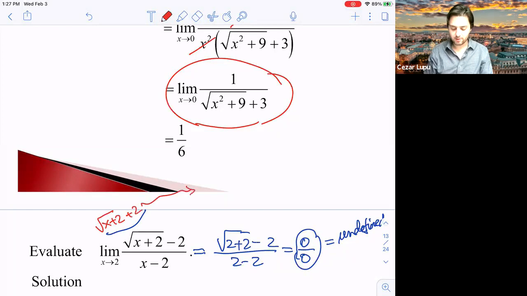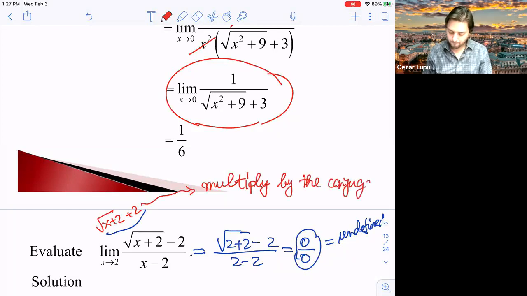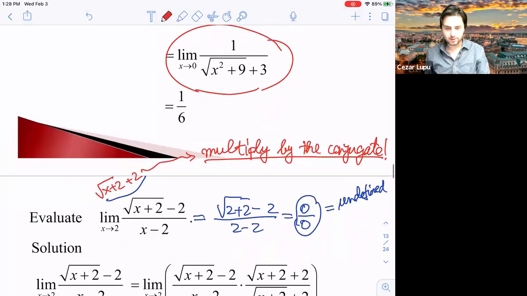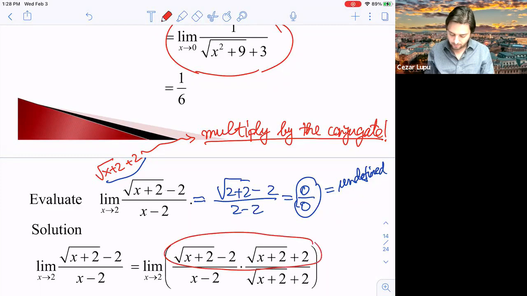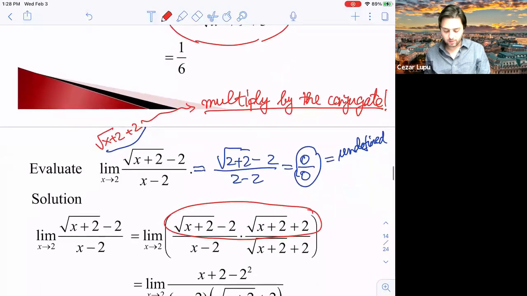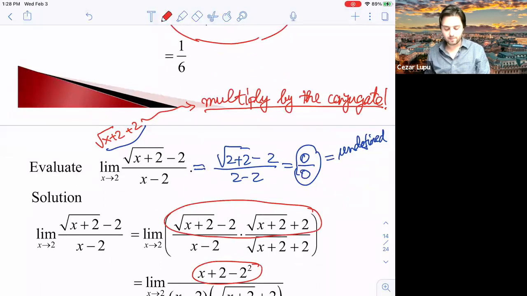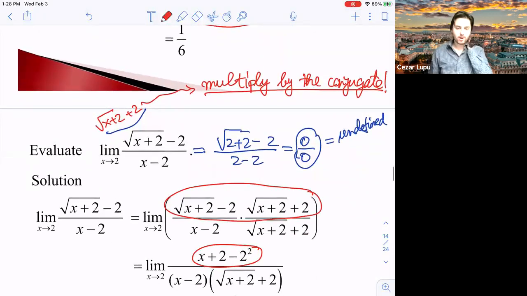So this is the conjugate. So multiply by the conjugate. That's what we need to do. All right, let's do this. And look what happens. When you multiply by the conjugate, which is the square root of x plus 2 plus 2, we will get this. And once again, when you multiply these two here, the top, you will use the formula, you will get exactly this one here. It corresponds to this one. And then the bottom will stay the same, right?